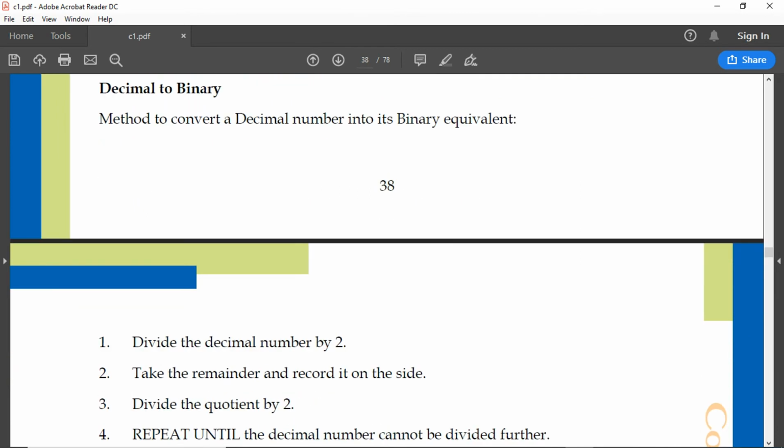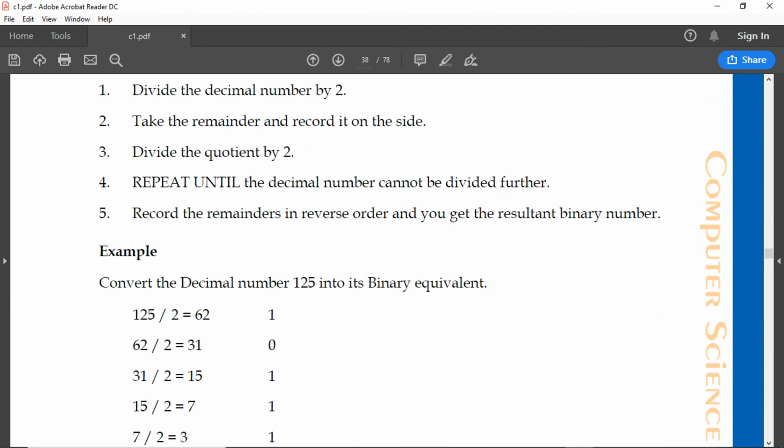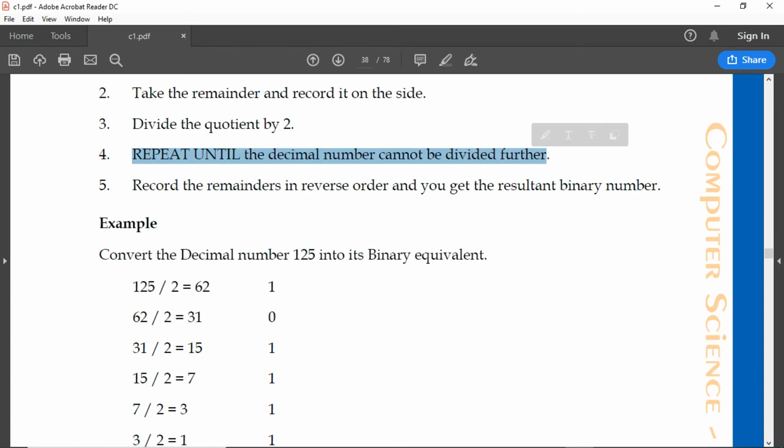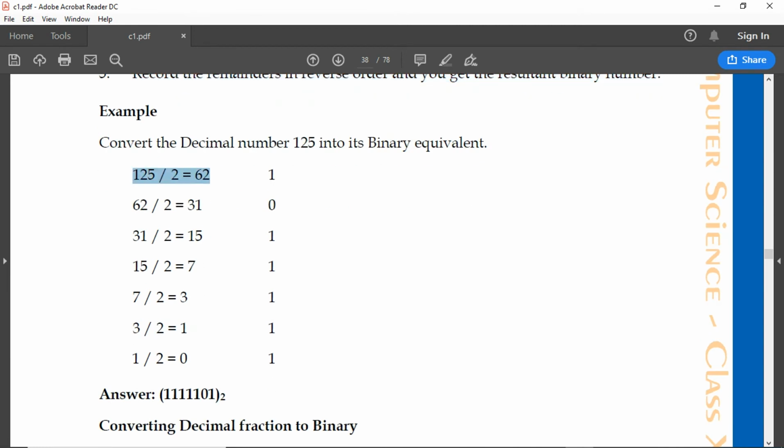Method to convert a decimal number into its binary equivalent. 1. Divide the decimal number by 2. 2. Take the remainder and record it on the side. 3. Divide the quotient by 2. 4. Repeat until the decimal number cannot be divided further. 5. Record the remainders in reverse order and you get the resultant binary number.